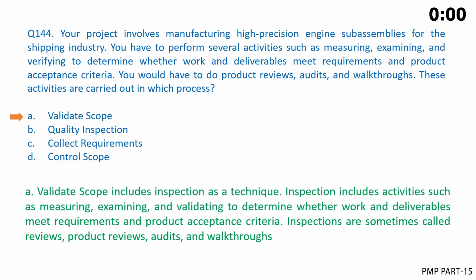The correct answer is A. Validate scope includes inspection as a technique. Inspection includes activities such as measuring, examining, and validating to determine whether work and deliverables meet requirements and product acceptance criteria. Inspections are sometimes called reviews, product reviews, audits, and walkthroughs.